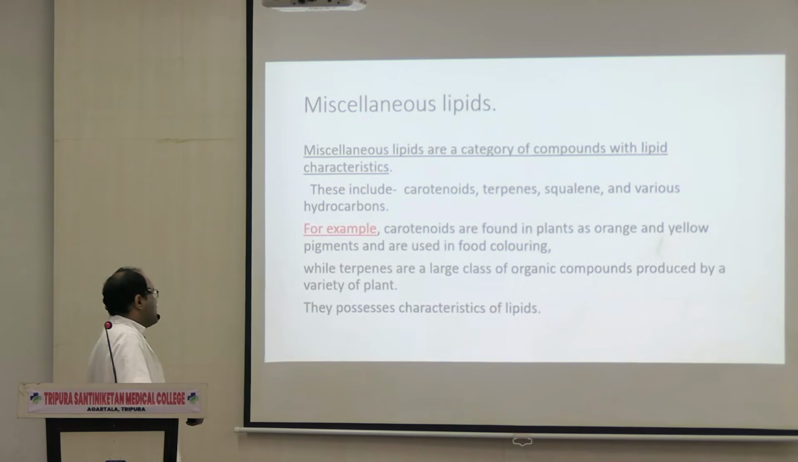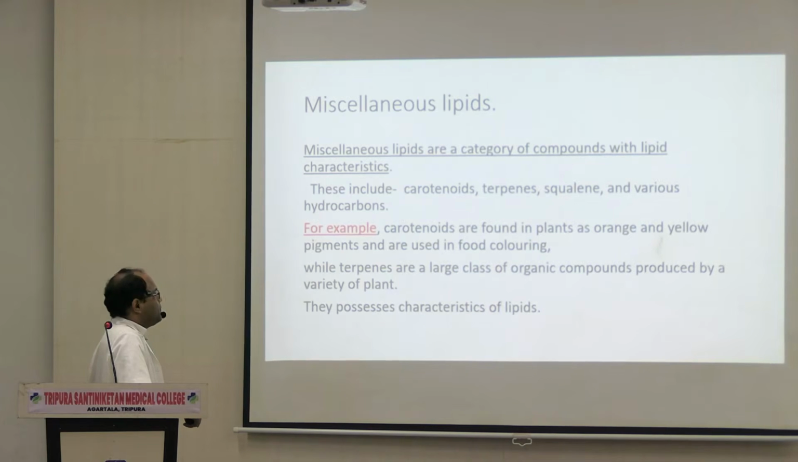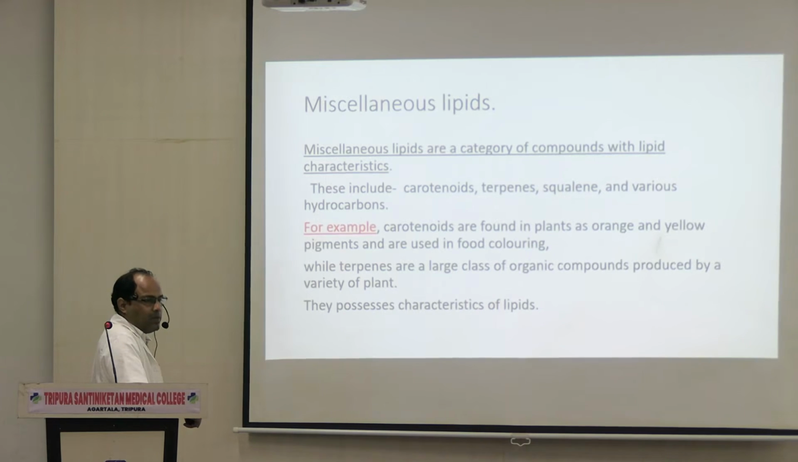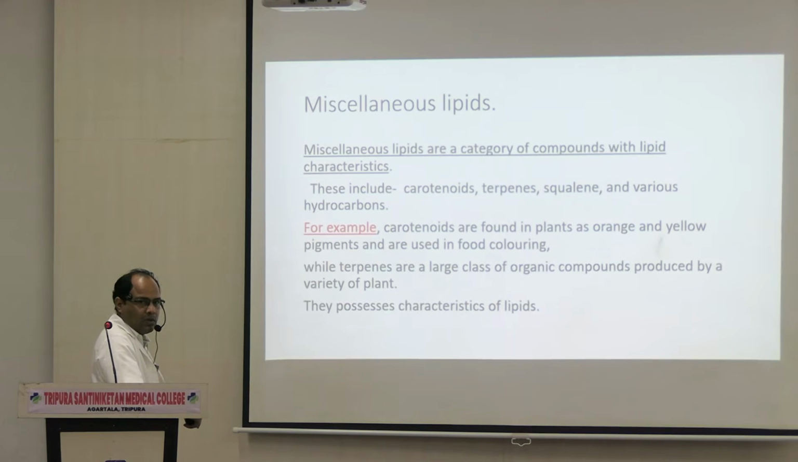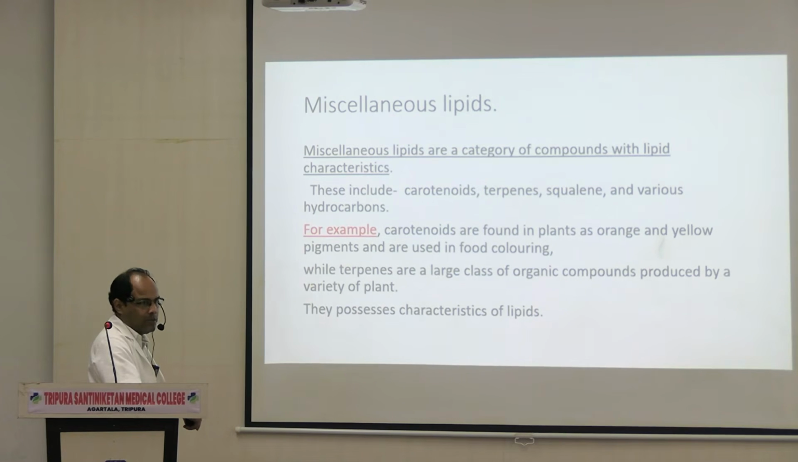Terpenes are a large class of organic compounds produced by a variety of plants, and they possess the characteristics of lipids. Please go through your textbook, otherwise you will forget everything. Simple lipid, compound lipid, derived lipids and miscellaneous lipids.